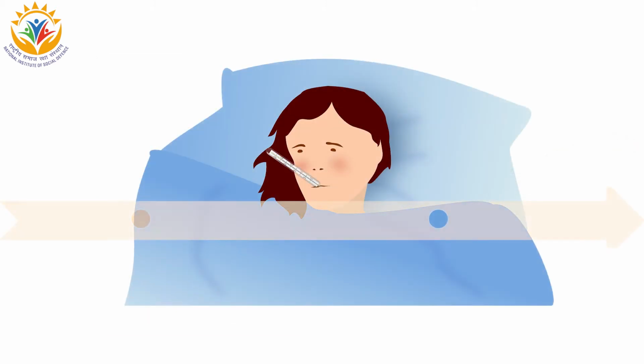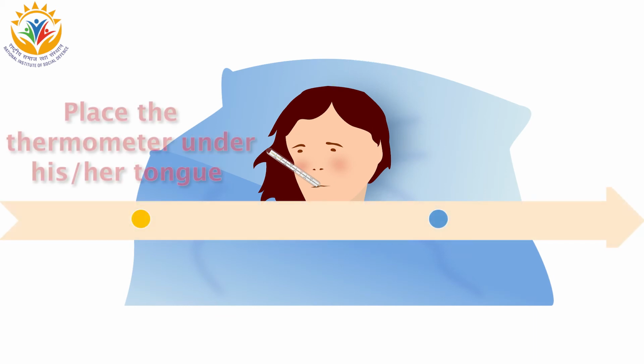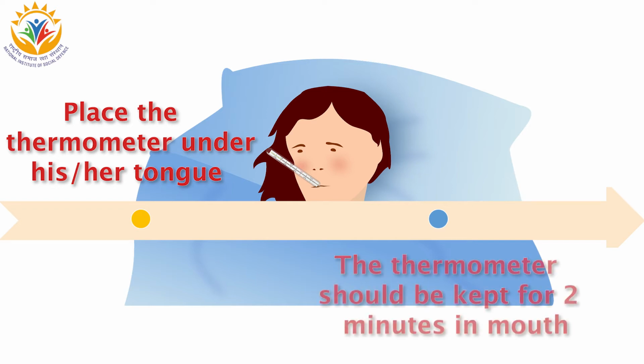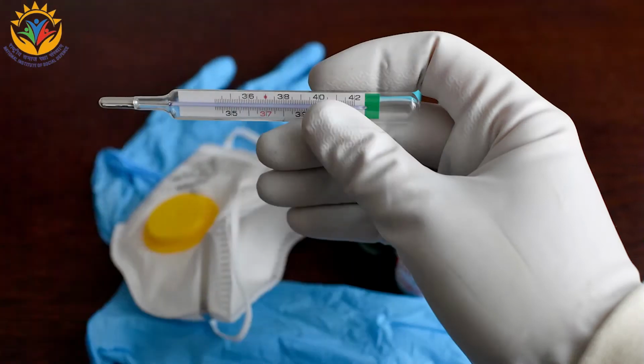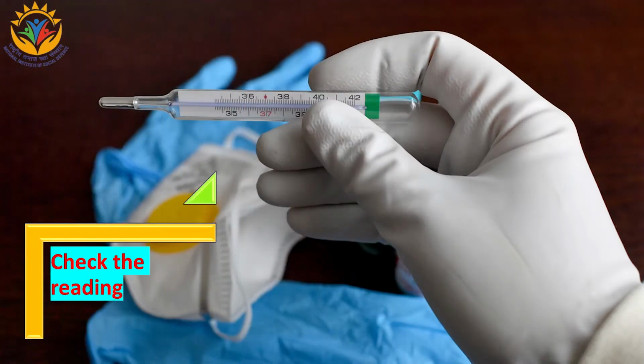Ask the patient to open his mouth and place the thermometer under his tongue. Instruct him not to bite on the thermometer or press hard on it, and to close his lips gently. The thermometer should be kept for 2 minutes for a correct reading. Take the thermometer out from the mouth and check the reading.